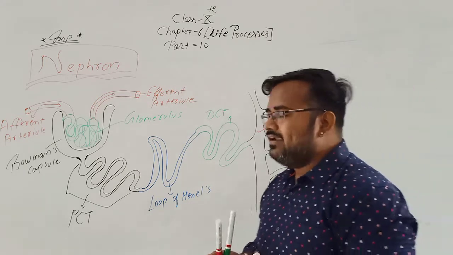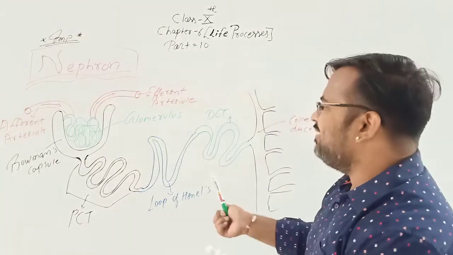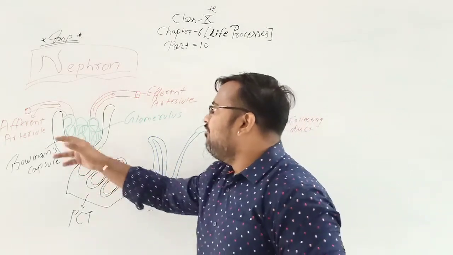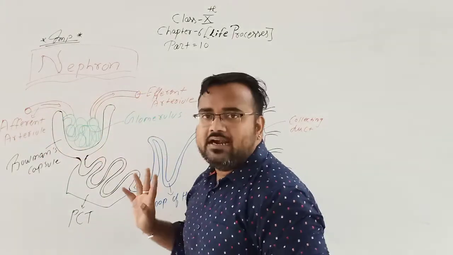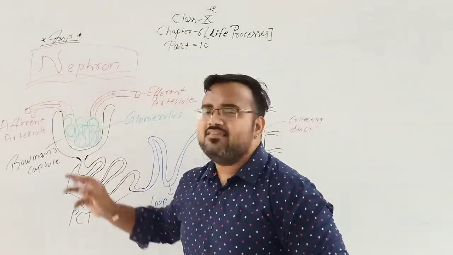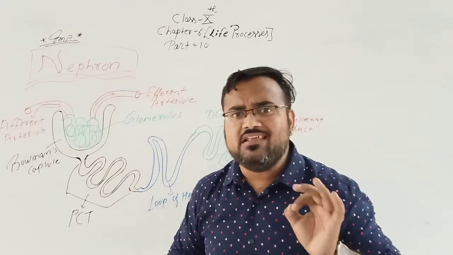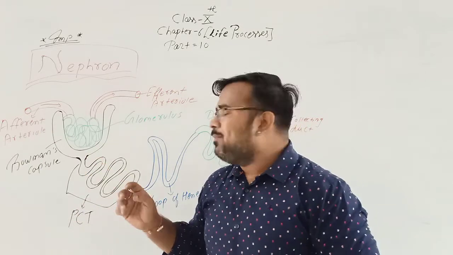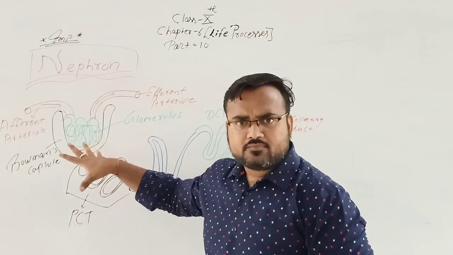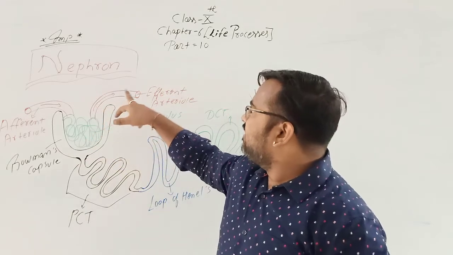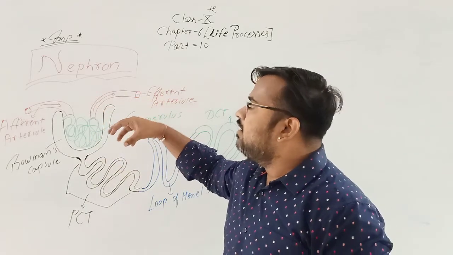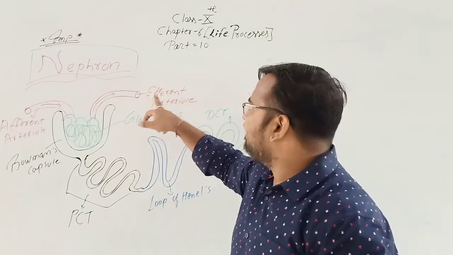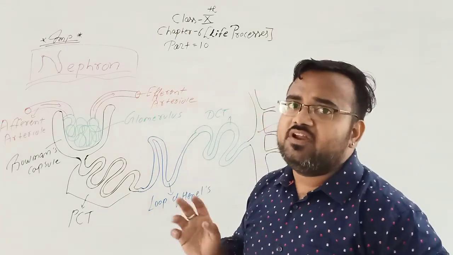Okay, so we will understand the structure and function of the nephron. This is the very basic structure of the nephron. You can draw this diagram in your examination. See, first the afferent arteriole and the efferent arteriole. Listen carefully: the afferent arteriole carries the impure blood from all parts of the body to the kidney, and the efferent arteriole carries the filtered blood, which is free from waste products.